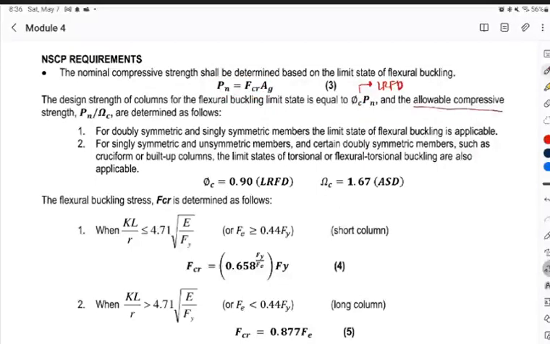And for allowable compressive strength, of course, when we say allowable, that is now ASD. So this is the ASD counterpart. That's P sub N, that's the nominal compressive strength divided by the omega C or the factor of safety for compression. Okay? At ano bang sinasabi?